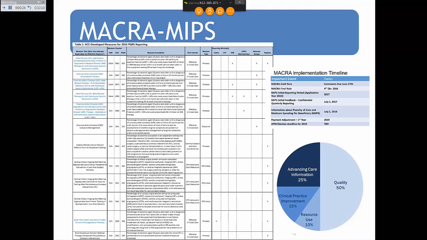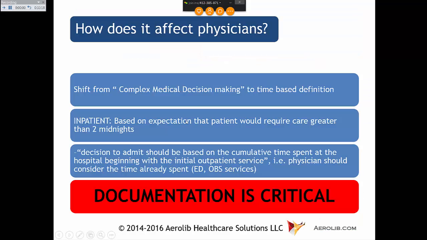If your documentation is rock solid, all these quality reporting measures you're going to pass without any problems. Now, we always come down to all this that's happening: how does it affect physicians? And when the 2 midnight rule came in, it shifted our complex medical decision-making judgment to a time-based definition. Does the care require more than 2 midnights?